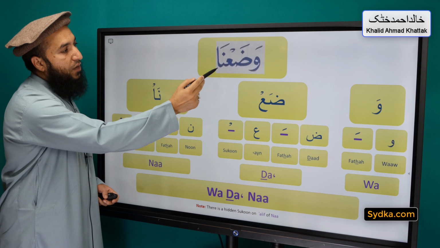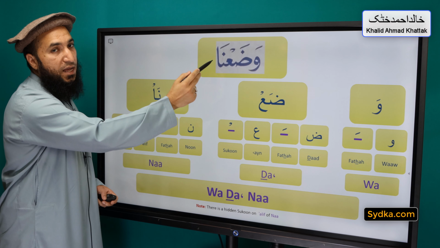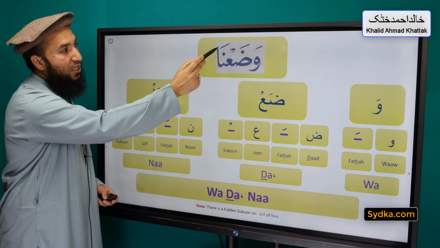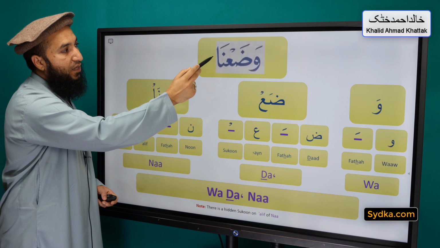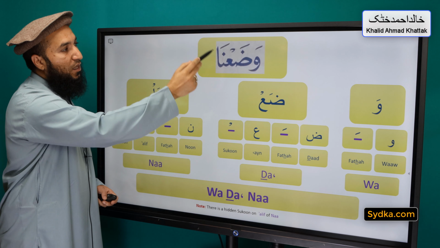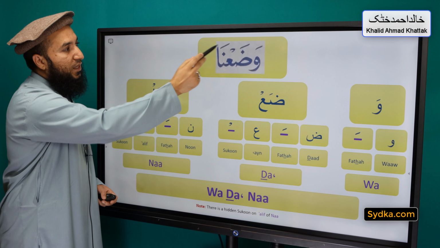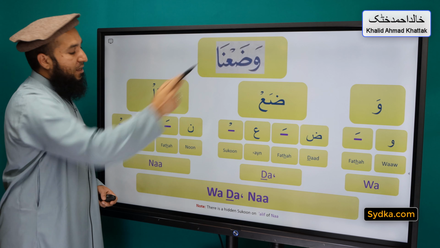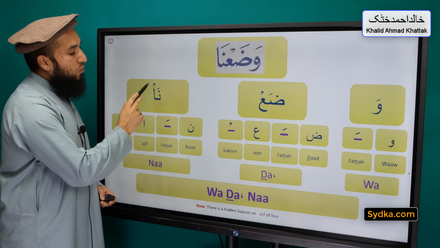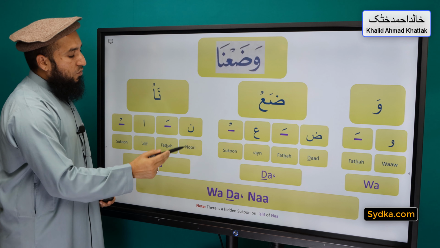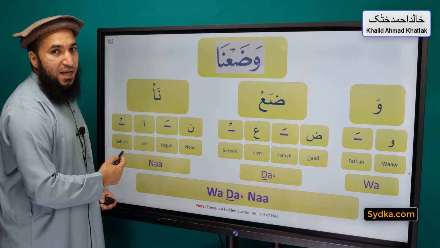The next syllable we have is نون فتحة ألف سكون نا. Noon is a light letter, it has fatha on top of it, it is followed by alif, and this alif has a hidden sukoon, and this syllable is prolonged for 2 counts. نون فتحة ألف سكون نا.